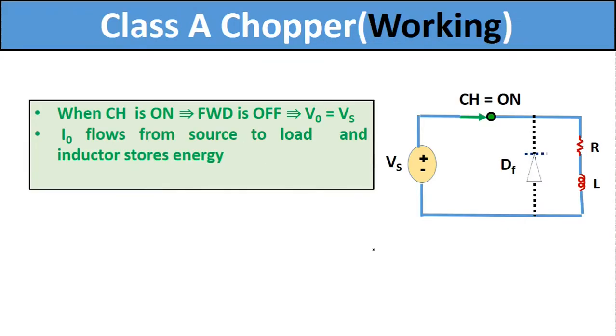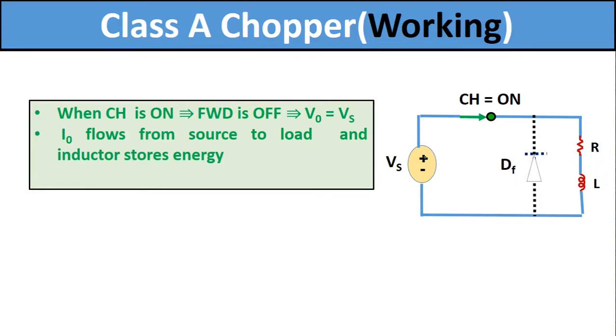Now we will see the working of class A chopper. When the chopper switch is on, that means the thyristor connected here will be given a trigger pulse, so it goes into the on condition. As soon as the thyristor goes into the on condition, it will act as a short circuit and it starts conducting current. That means our chopper switch is on and it starts conducting the current as it is acting as a short circuit. Now what happens?